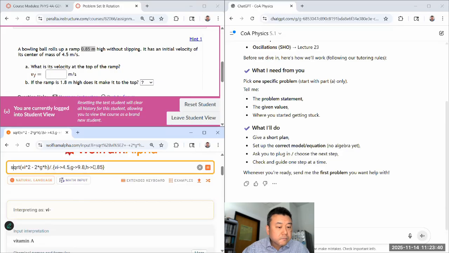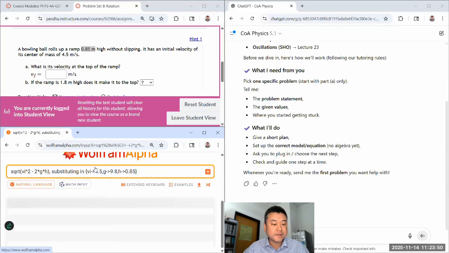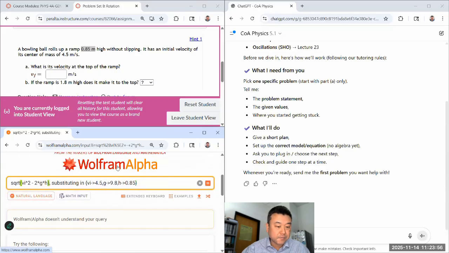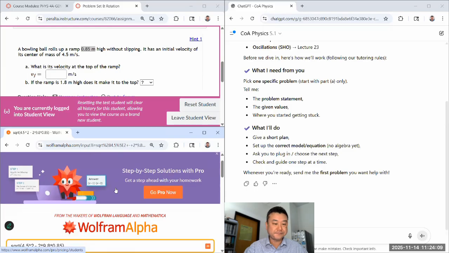I wonder, am I doing something wrong? Substituting in. Maybe, I don't know. It's got natural language processing, so maybe this will work better. Never mind. I'll just plug in numbers by hand. 4.5, 9.8. I swear it worked at some point in the past. I don't know why it's not working now.